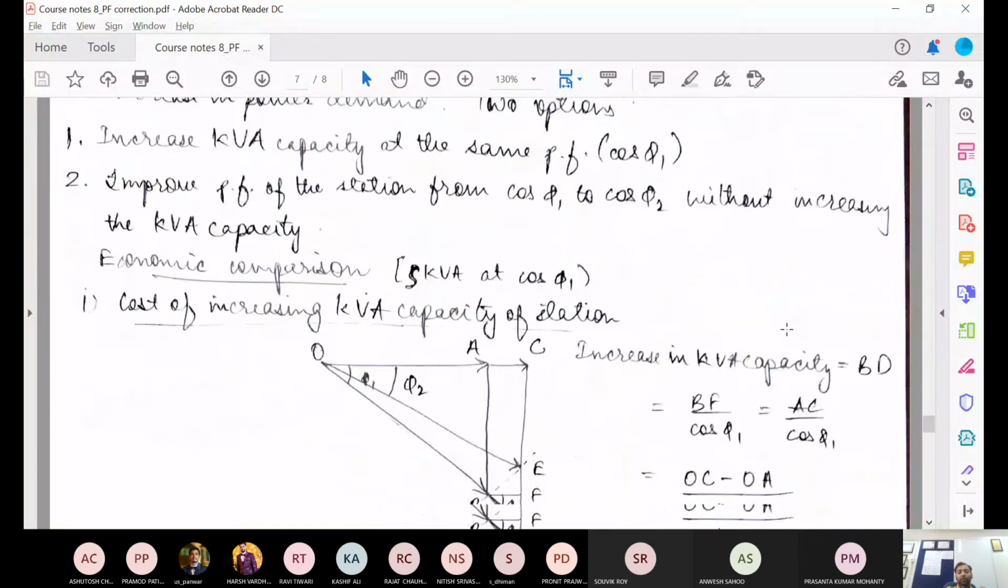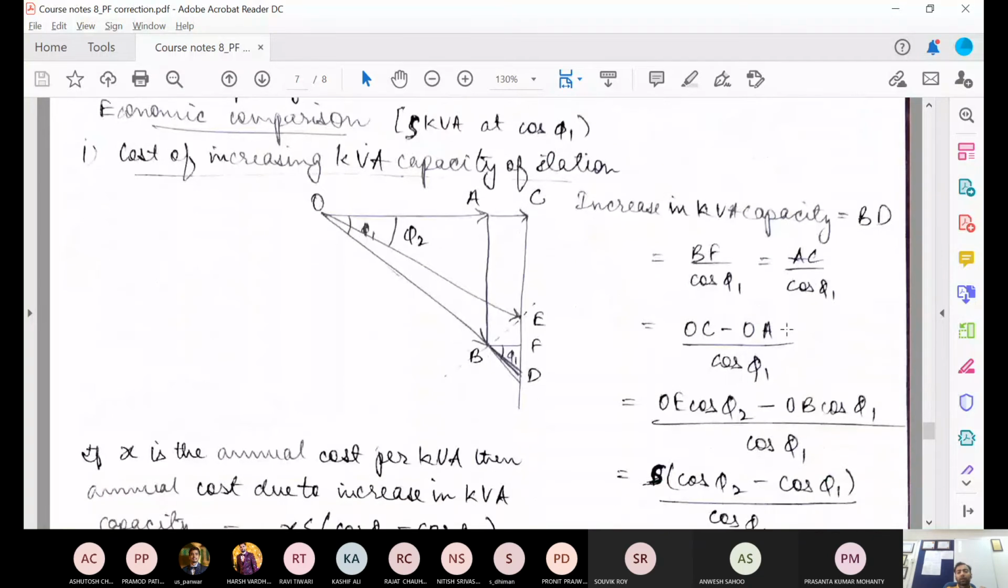So let's do the economic comparison for this also. Suppose your generating station is generating S kVA at some cos phi 1 power factor. Let's look at this diagram, which is slightly more complicated compared to the earlier ones. Initially it is operating as per this power triangle OAB. OB was your kVA 1, the rating of the generating equipment, and it was operating at this power factor angle phi 1.